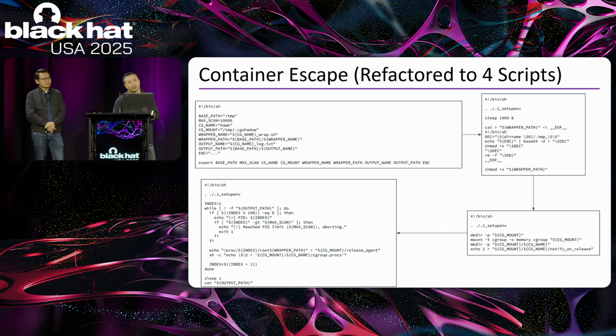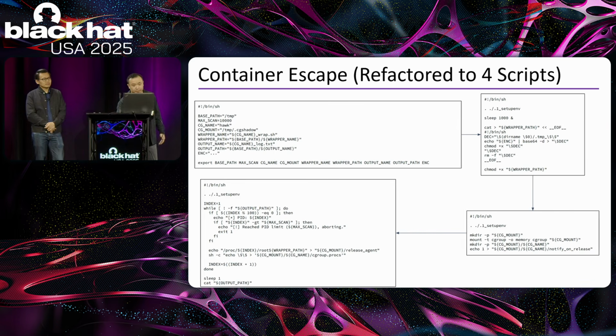The third script there is to mount the cgroup memory controller, and the last script is to trigger the release agent to escape and perform actions on host. So as you can see here, it's pretty much the same code with a few things renamed and refactored, basically.